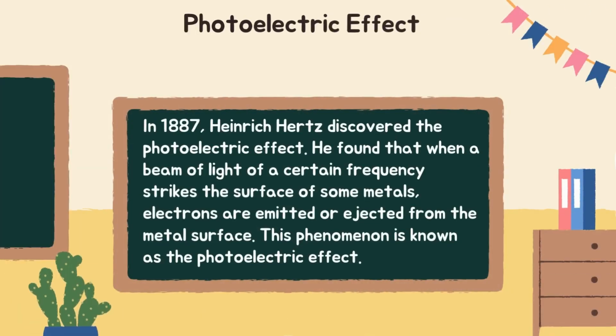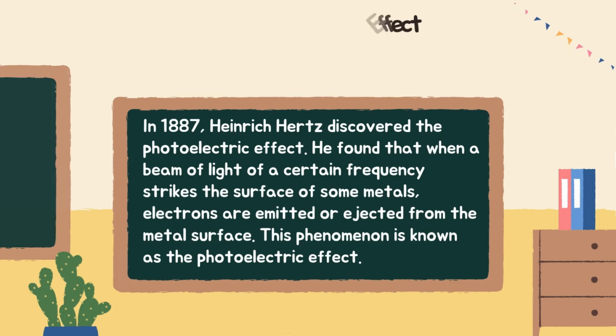Photoelectric effect. In 1887, Heinrich Hertz discovered the photoelectric effect. He found that when a beam of light of a certain frequency strikes the surface of some metals, electrons are emitted or ejected from the metal surface. This phenomenon is known as the photoelectric effect.